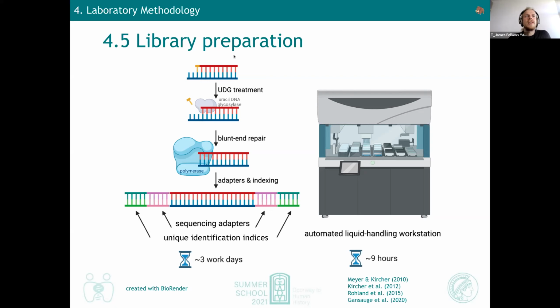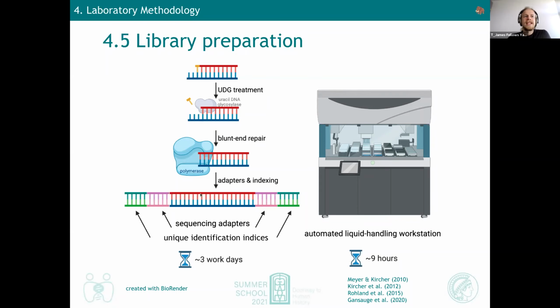What library preparation does is firstly repair the ends of the molecules. You remove the single-stranded overhangs, which may be done either by clipping them off at one end and filling them in at the other end. This is a process called blunt end repair, as you can see with the polymerase there. And this is where the C to T miscoding lesions typically come in.